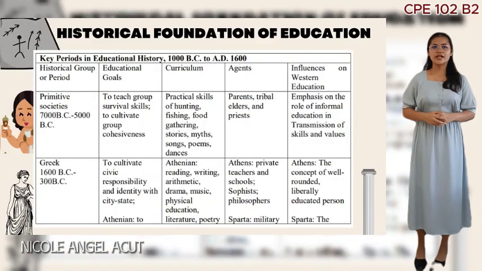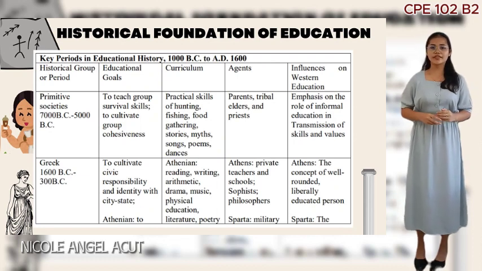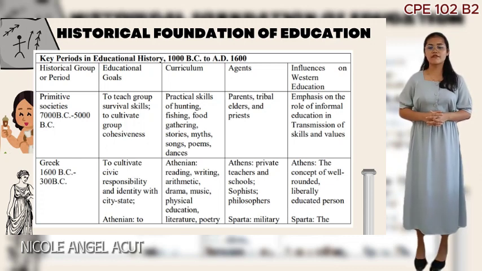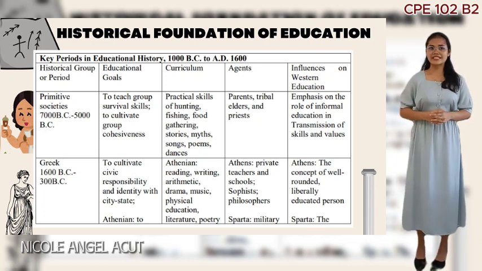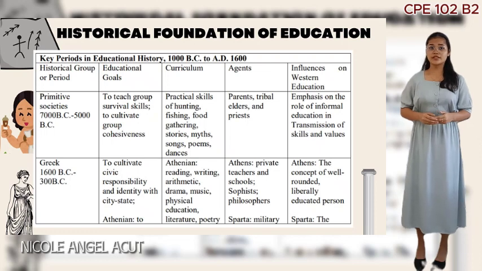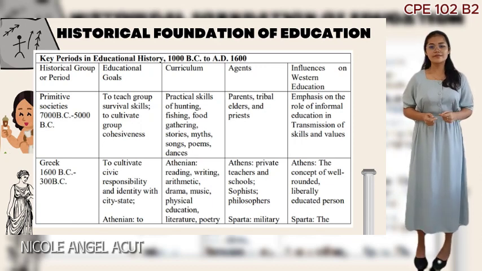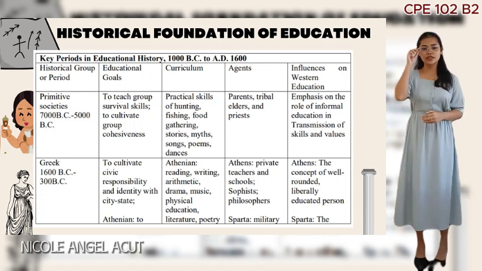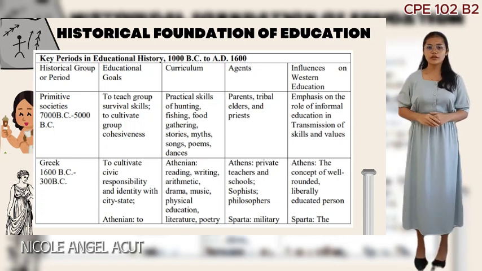Key periods in educational history: 1000 BC to AD 1600. Historical group or period: primitive societies, 7000 BC up to 5000 BC. The goals: to teach group survival skills and to cultivate group cohesiveness. For the curriculum: practical skills of hunting, fishing, food gathering, stories, myths, songs, poems, and dances. The agents are the parents, tribal elders, and priests. Influences on Western education: emphasis on the role of informal education in transmission of skills and values.